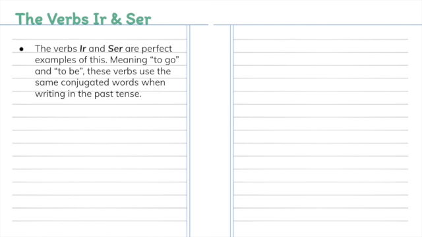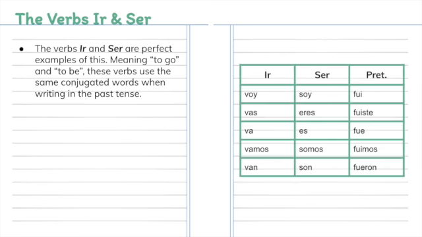So, the verbs ir and ser. The verbs ir and ser are perfect examples of this. Meaning to go and to be, these verbs use the same conjugated word when writing in past tense. As you can see on the chart to the right, yo is fui, tú is fuiste, él, ella, and usted is fue, nosotros is fuimos, and ellos, ellas, and ustedes is fueron.